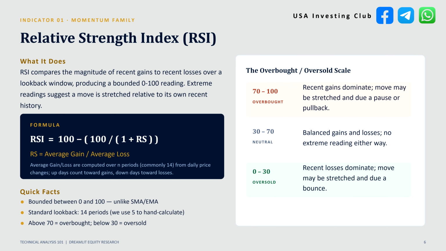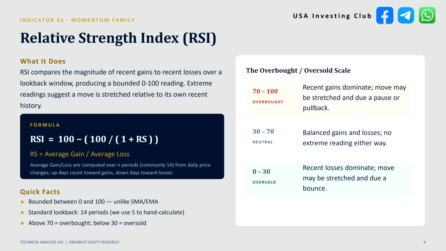3 quick facts worth memorizing. First, RSI is bounded between 0 and 100, a structural difference from SMA and EMA, which have no such ceiling or floor. Second, the standard look-back is 14 periods, though we'll hand calculate using a shorter window, so the arithmetic stays tractable. Third, the conventional reading is that anything above 70 is considered overbought, and anything below 30 is considered oversold.